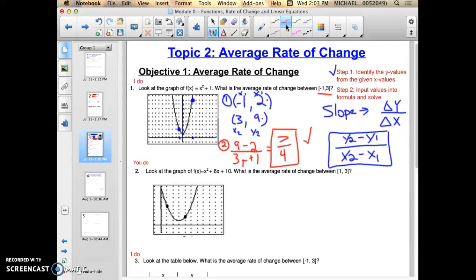So go ahead and pause the video and try number 2 on your own. Given the graph, see if you can first identify the y values, input them into the formula, and solve for the average rate of change.